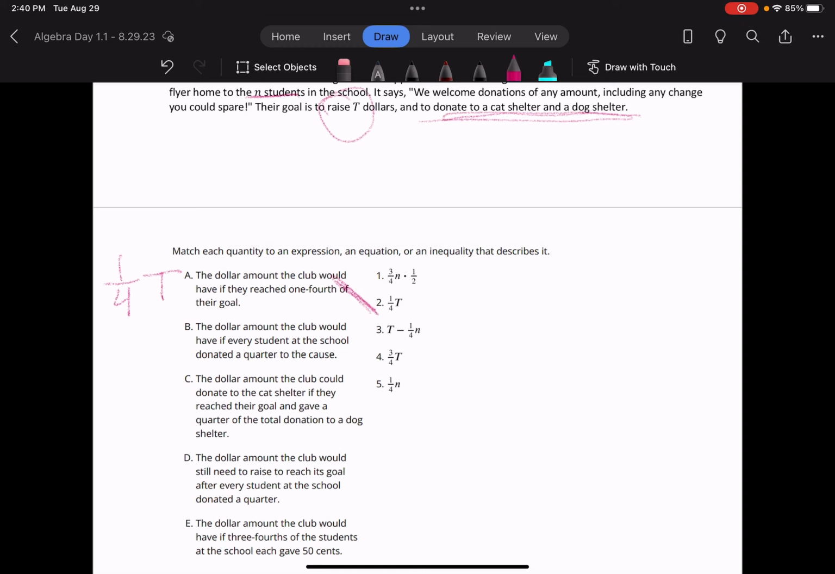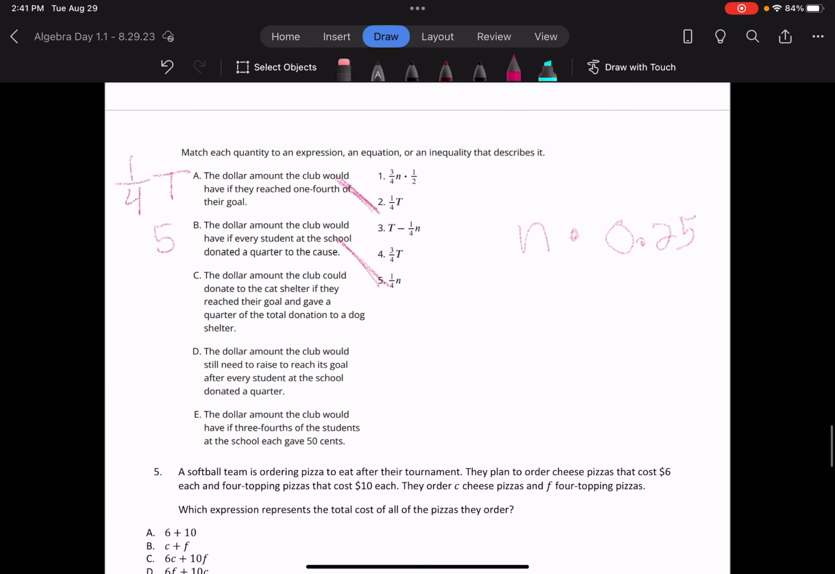The dollar amount the club would have if every student at the school donated a quarter to the cause. All right, so now we have a quarter is 25 cents, 0.25, but we're looking at this per student, right? So if each student donated that, and the number of students is N, so N times 0.25, or times a quarter. Now our options are all in fractions, so you're looking for what is represented by a quarter. That's 1/4. So we have number 5 here.